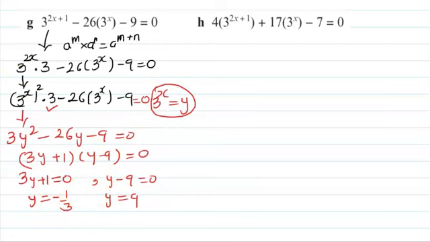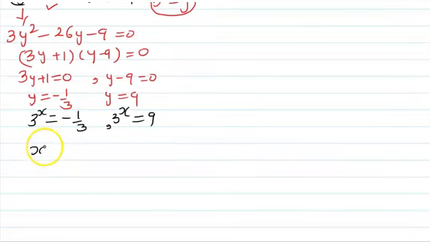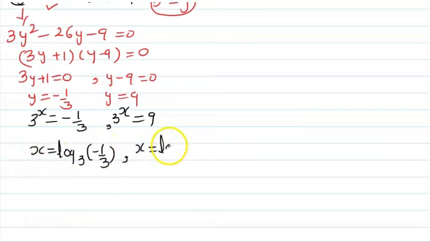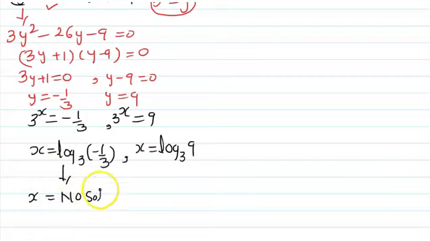Now, what is the value of y here? 3 to the power x. So let's put 3 to the power x here. So 3 to the power x equal to minus 1 over 3, and this side 3 to the power x equal to 9. Is that fine? Now, x equal to log base 3 of minus 1 over 3, and here x equal to log base 3 of 9. This value, if you put in a calculator, what is the result? Maths error. So it should be no solution, right? It is maths error, no solution.